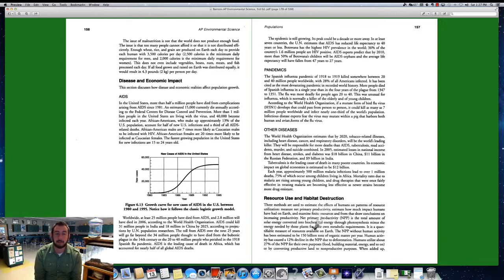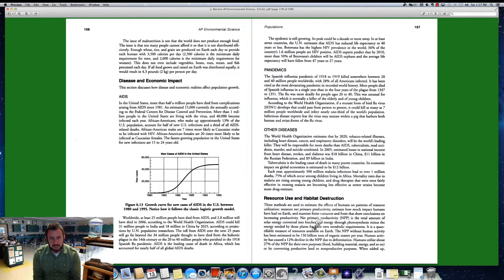And the fastest growing population in the United States for new infections are from 15 to 24 years old, people who are not being smart and wearing protection and things like that when having sex. So that is some scary stats to look at, but that is the real deal of it all.